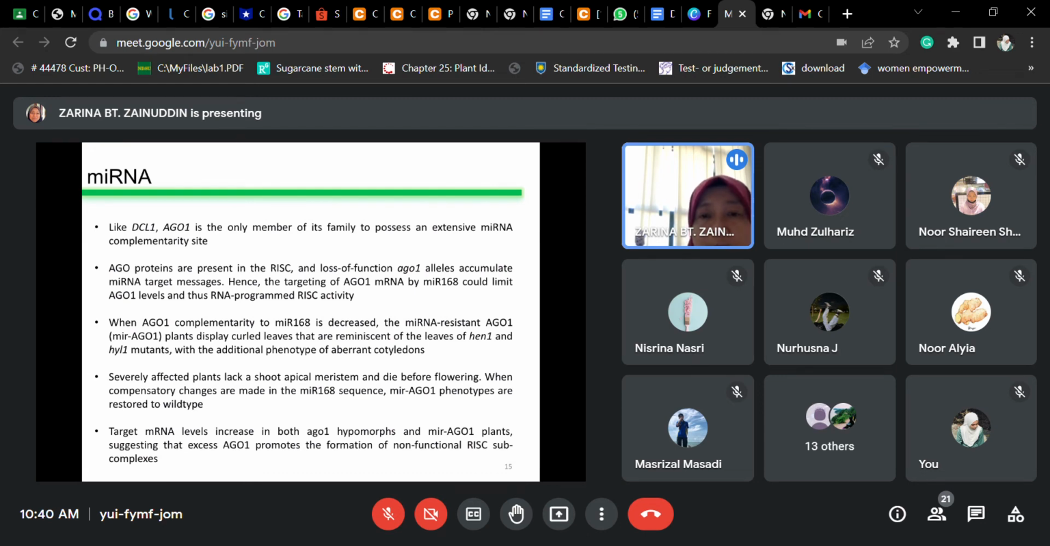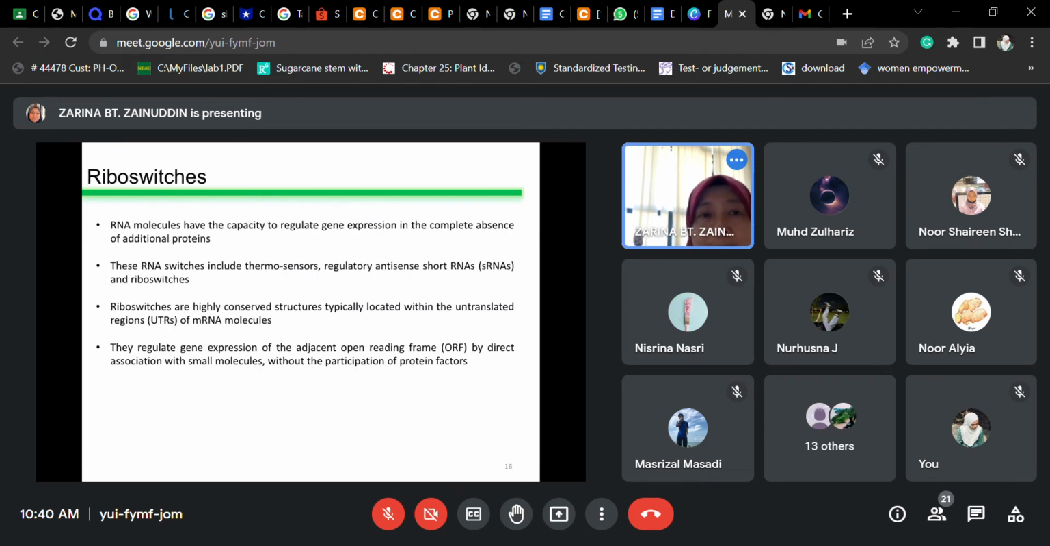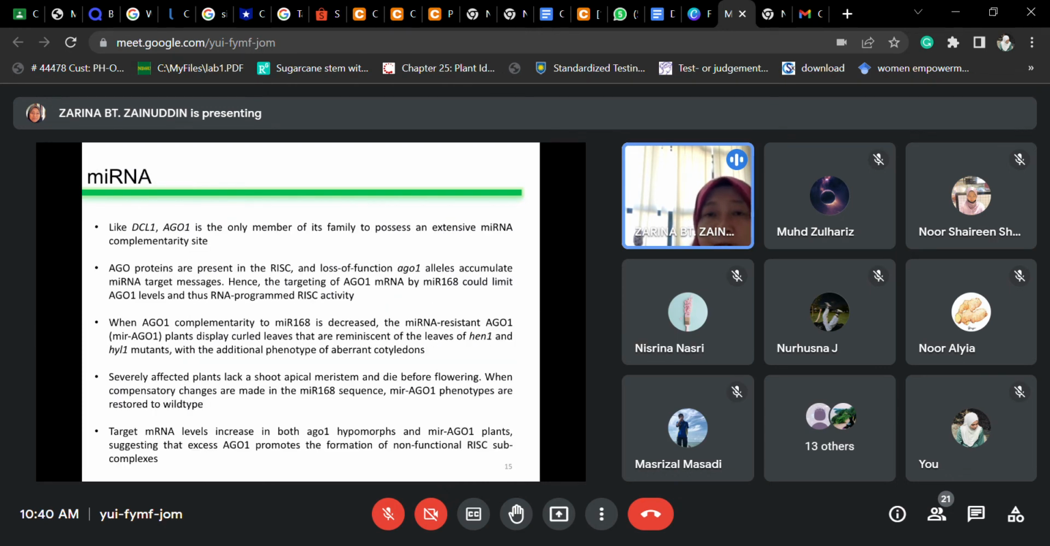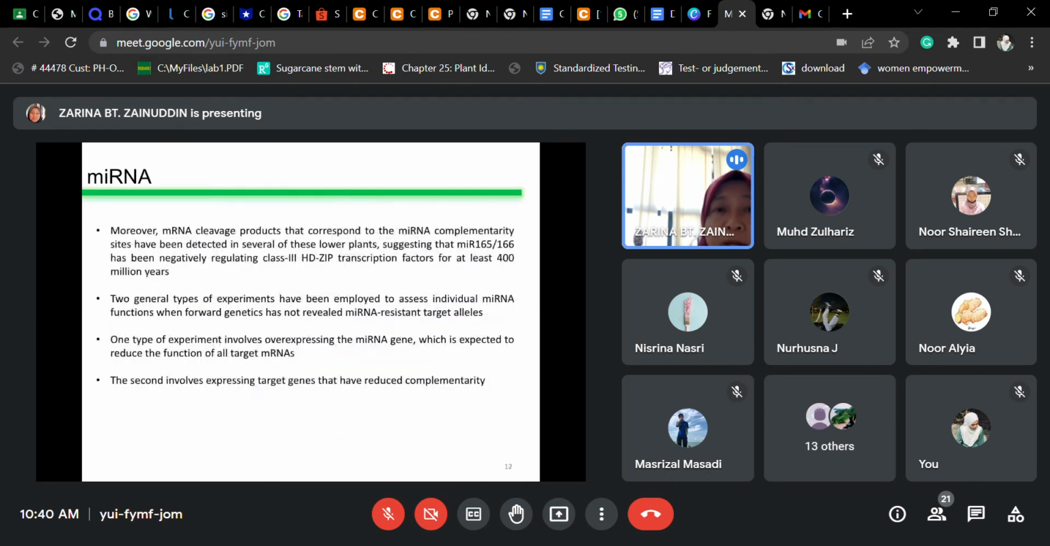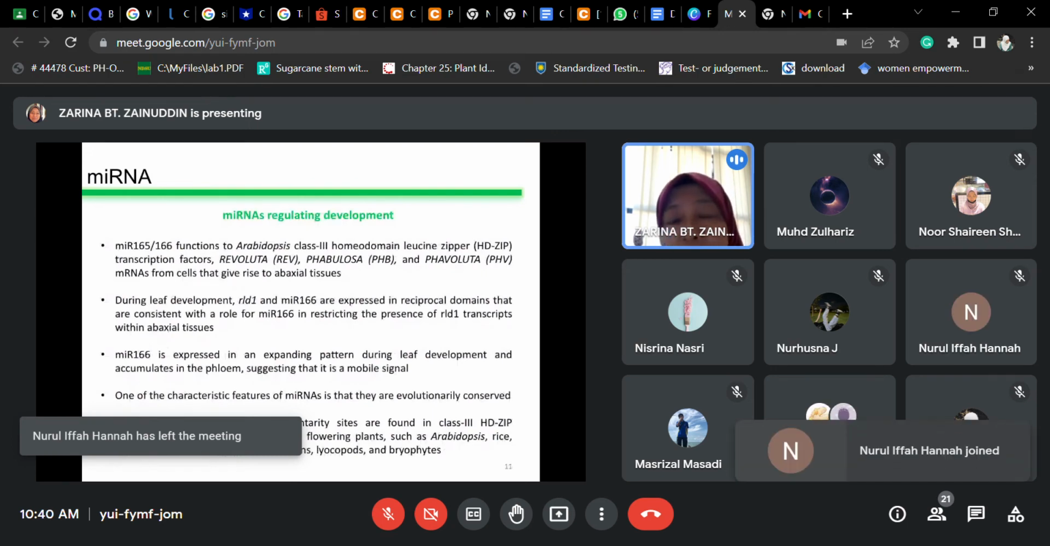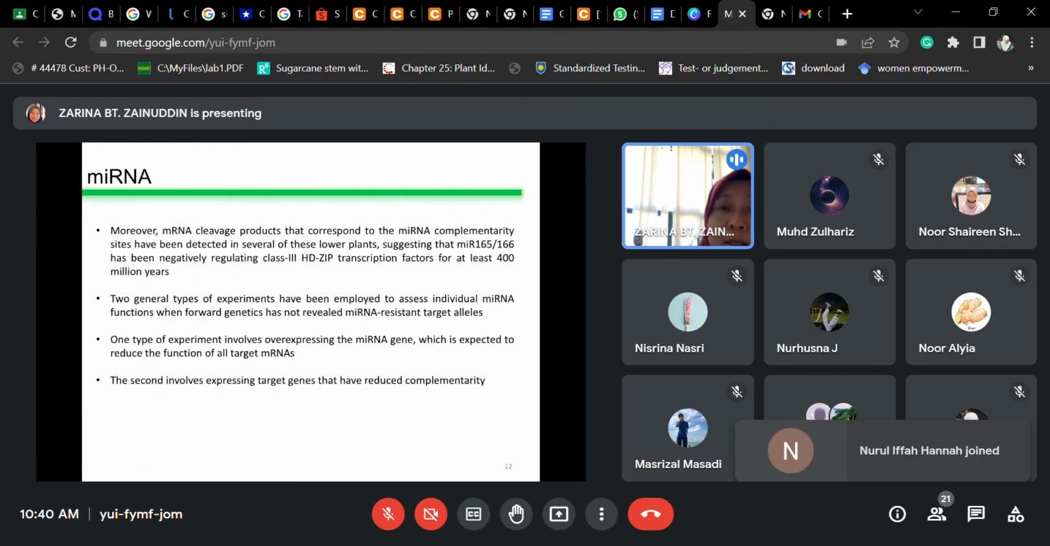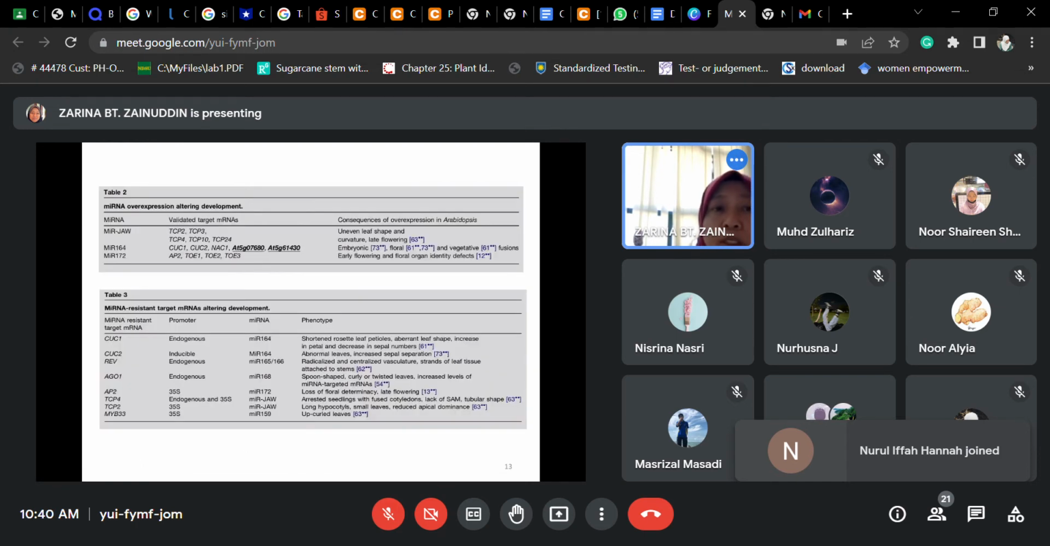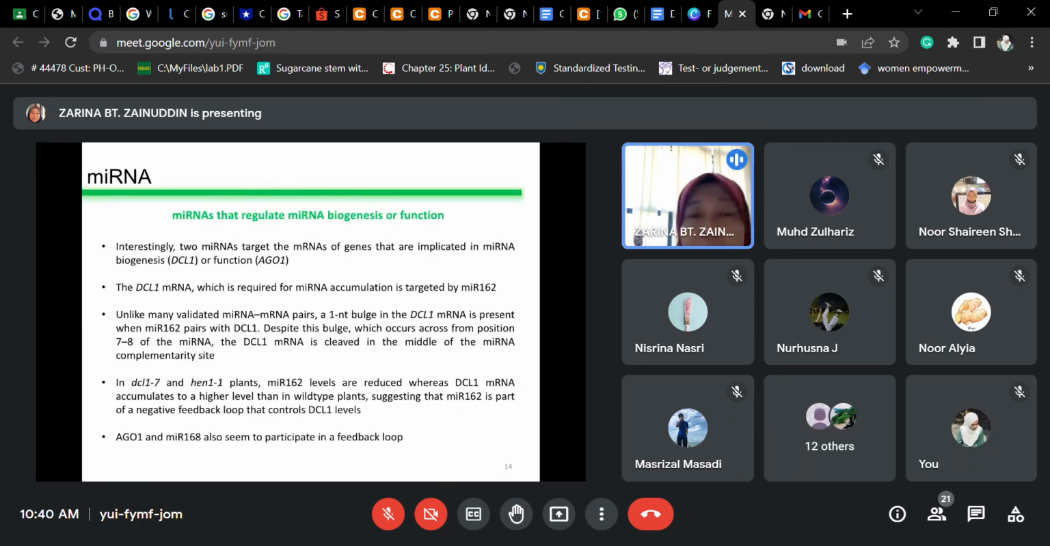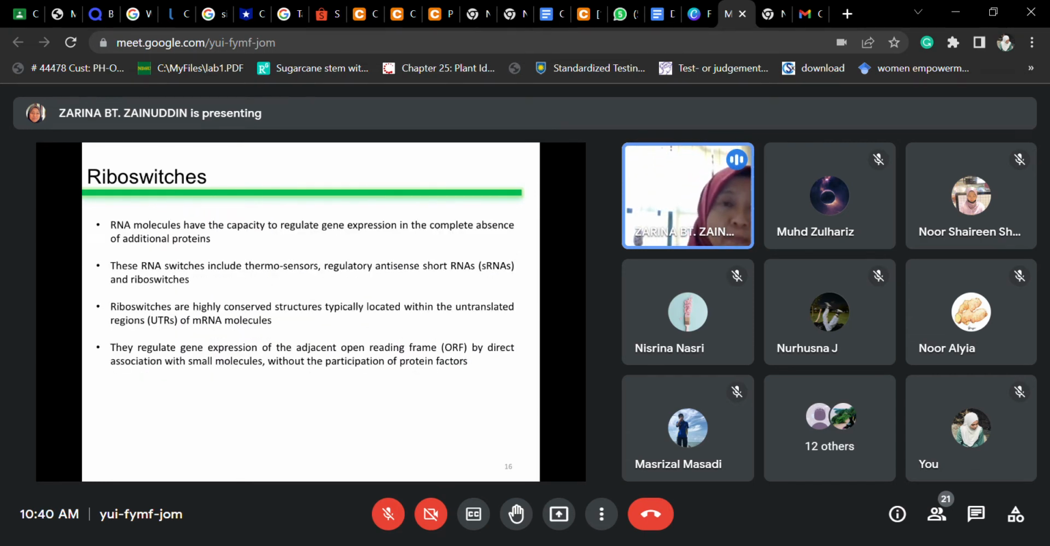So these are the examples. You can read them yourself. I gave you two examples: one is the involvement of microRNA in regulating development of leaf tissue, and another is microRNA being used to regulate their own biogenesis and also their function. All right. And then we have riboswitches.